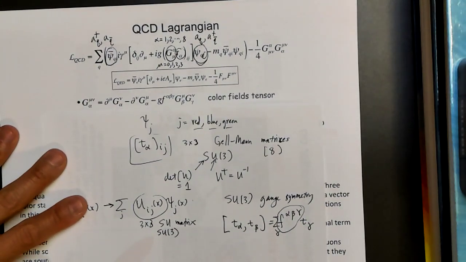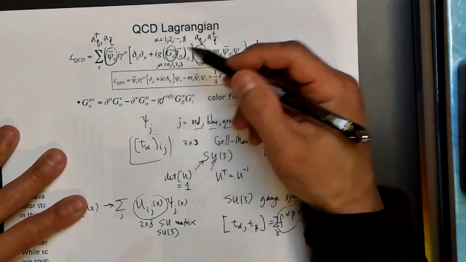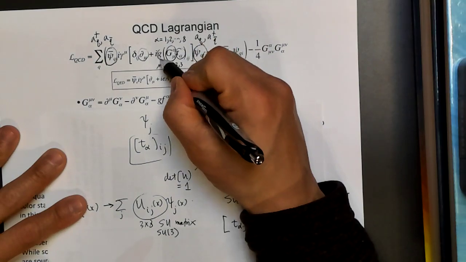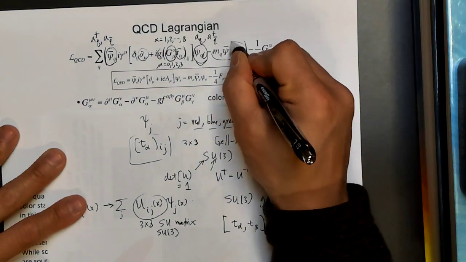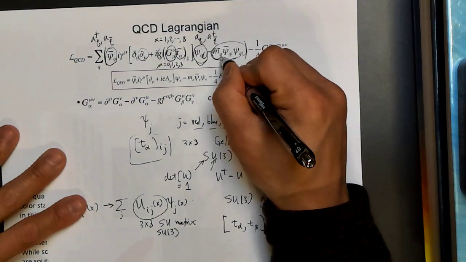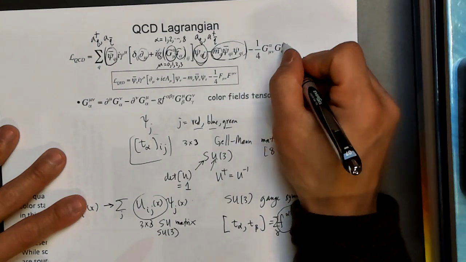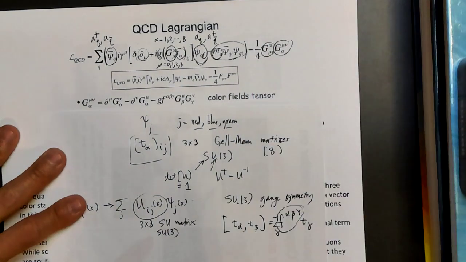Okay, so let me tell you the rest of the story here. These guys are just derivatives. That's nothing special. This is the coupling. It looks the same as before. This looks very familiar. This is just the mass of the quark. These are the quark fields here. And then this is the field strength tensor for the gluon fields.